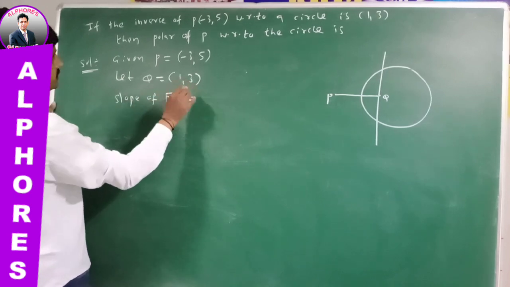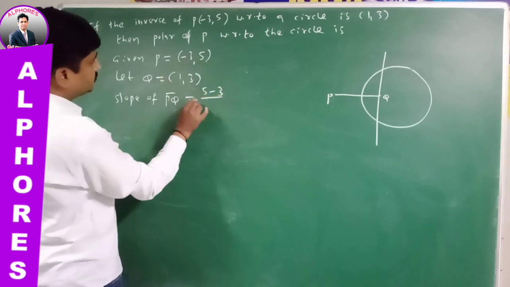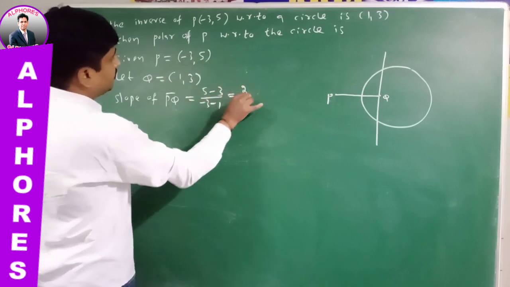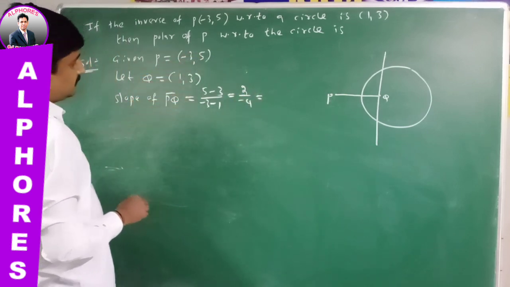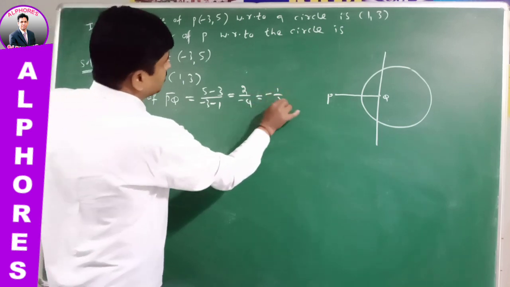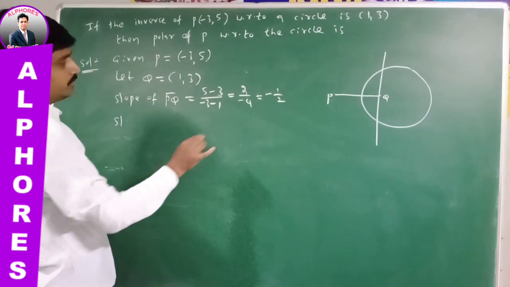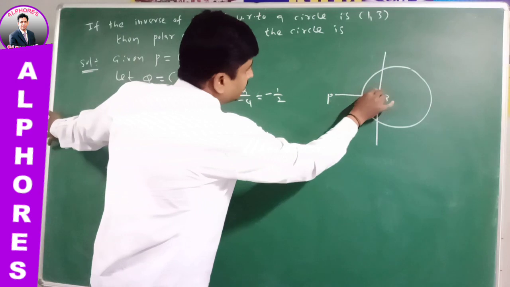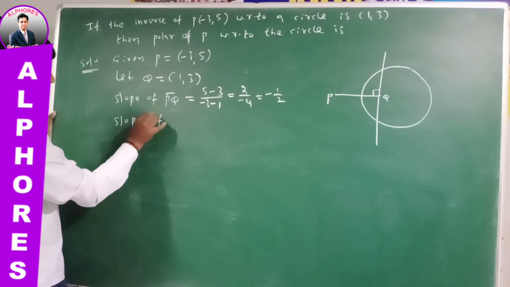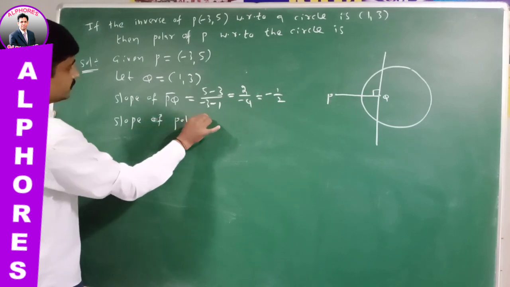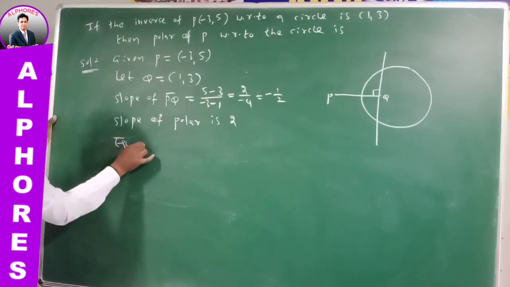Slope of PQ is y2 minus y1 by x2 minus x1. It is 2 by minus 4. It is minus 1 by 2. Now the line PQ and the polar of P are perpendicular. Therefore, the slope of the polar is 2.